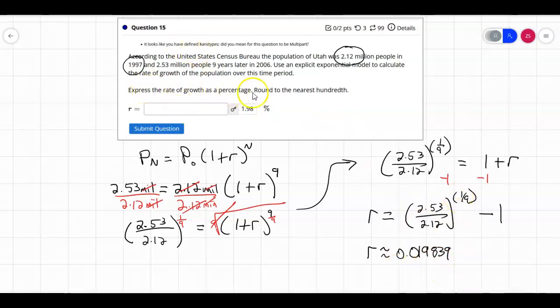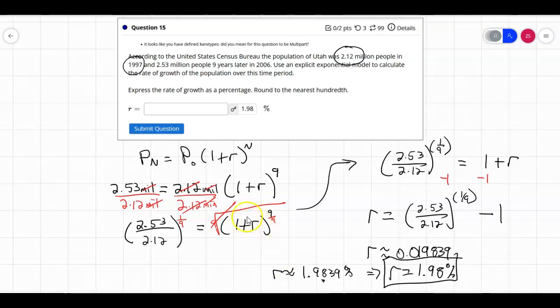And we look at the instructions and it says express the growth as a percentage and round to the nearest hundredth. Now since they're telling us percentage first, this hundredth is actually a hundredth of a percentage. It's not the best instruction, but if we go to a percent, moving the decimal twice to the right, or in a calculator multiply by 100, we get 1.9839%, and then to the nearest hundredth, r equals 1.98%. And that would be our final answer, which matches up with the key.